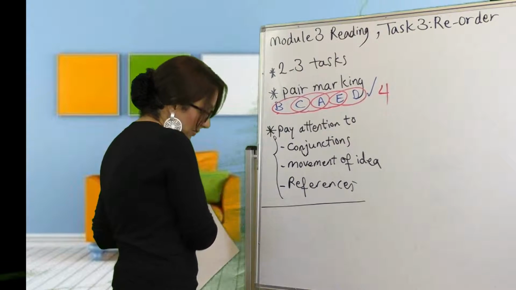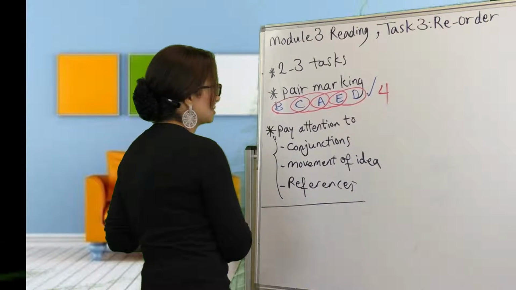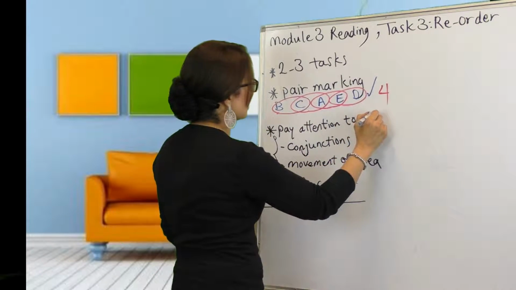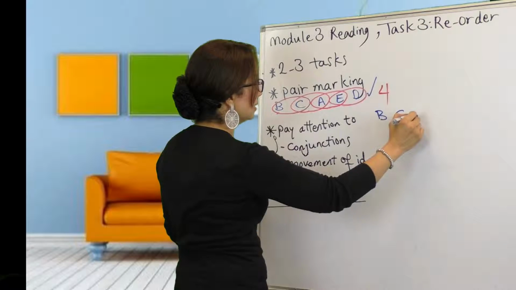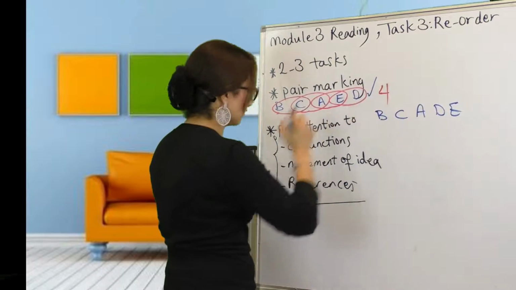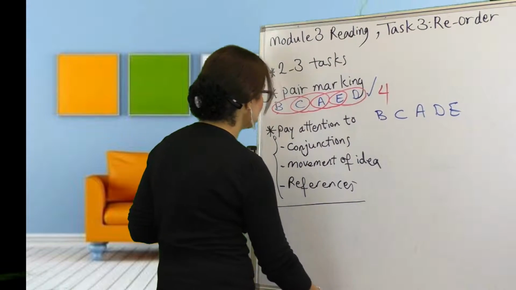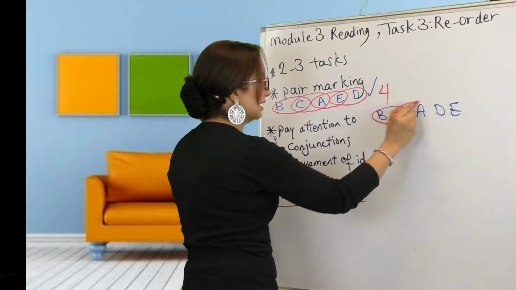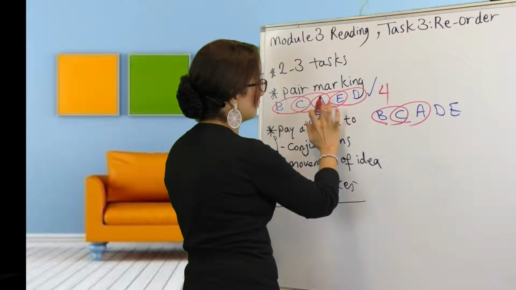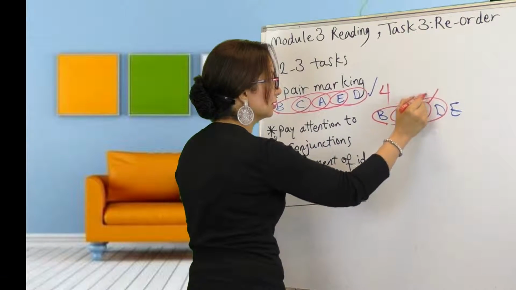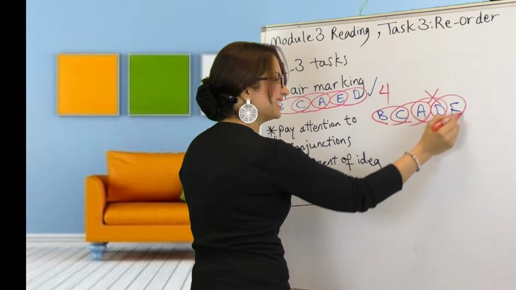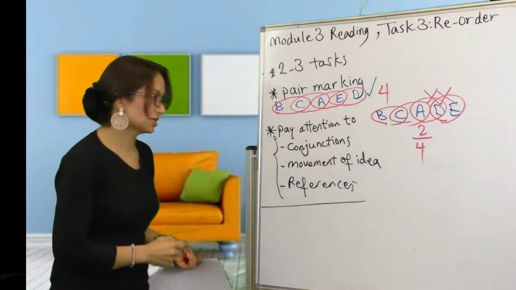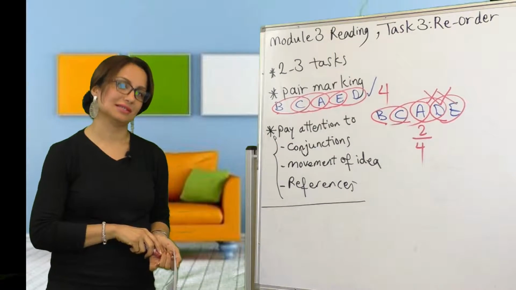Now, what happens if we don't get, for example, E and D? Let's say we put it like this: B, C, A, D, E. So what happens? B and C is still a pair. C and A is also a pair. But do we have A and E here? No. Do we have E and D here? No. So this means 2 out of 4. This is pair marking of the reorder test in PTE.